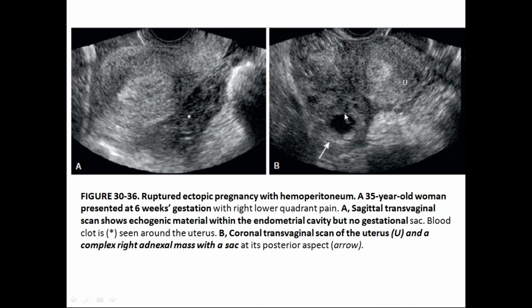In the axial section, we can also see a complex right adnexal mass with a hypoechoic round structure which seems to be a sac. This is the ectopic pregnancy, which is seen within the right adnexa.